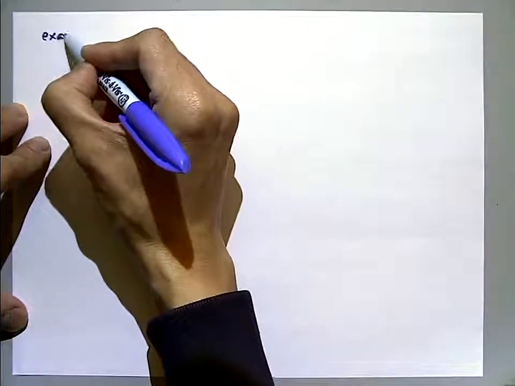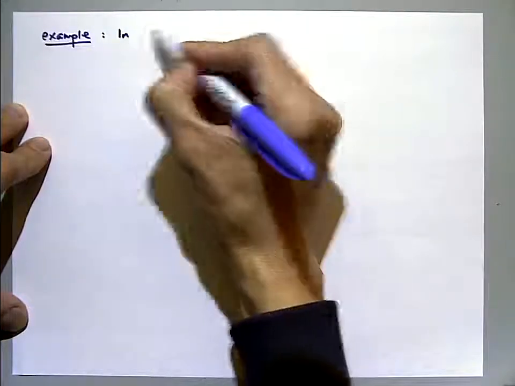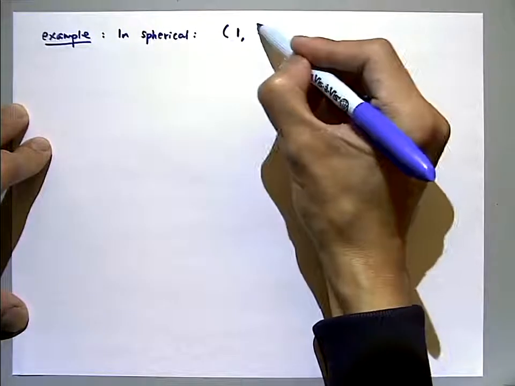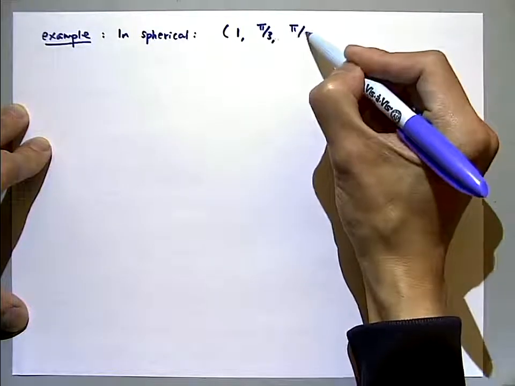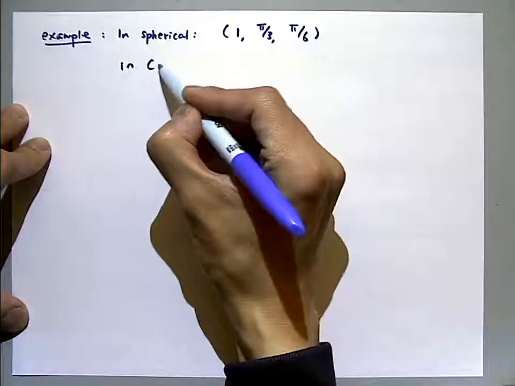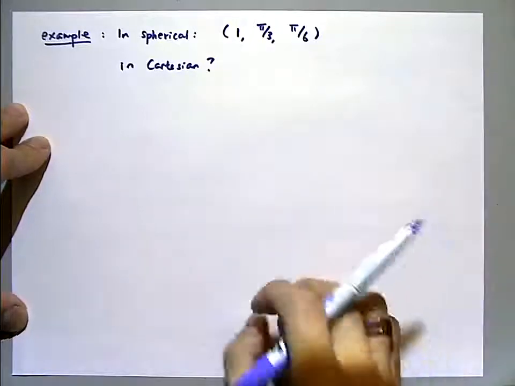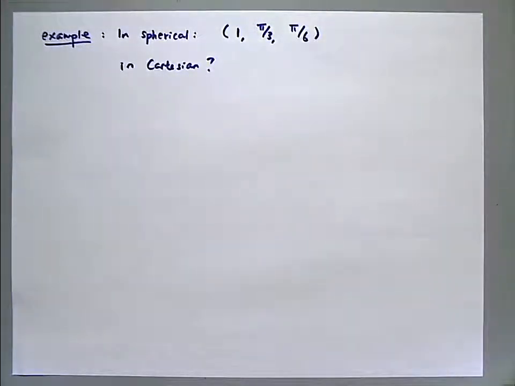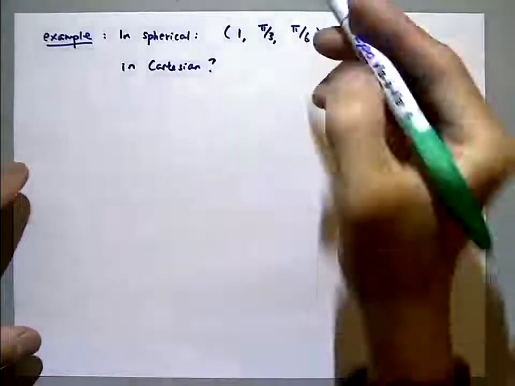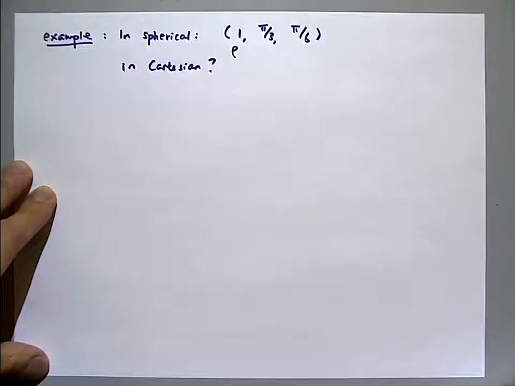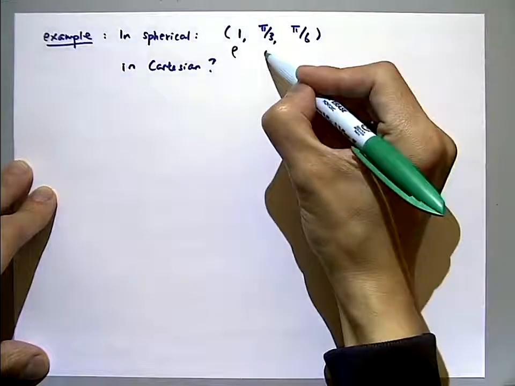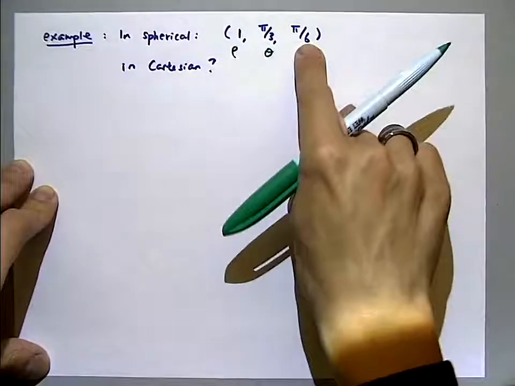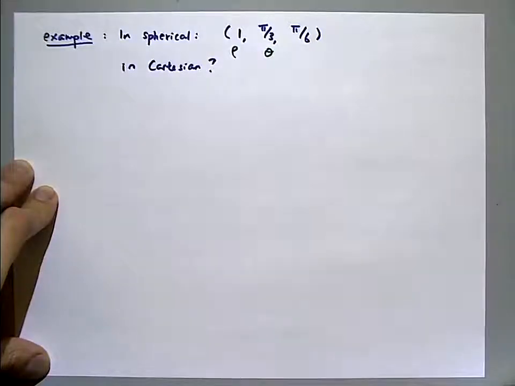Okay? All right, let's try this out on something. Here's a point in spherical. The point is 1, pi over 3, pi over 6. Let's figure out what it is in Cartesian. Remember the order these things are given. The first one is rho, the distance from the origin to the point. The second one is theta, the angle on the xy plane. And the last one is phi, the angle measured from the positive z-axis down.